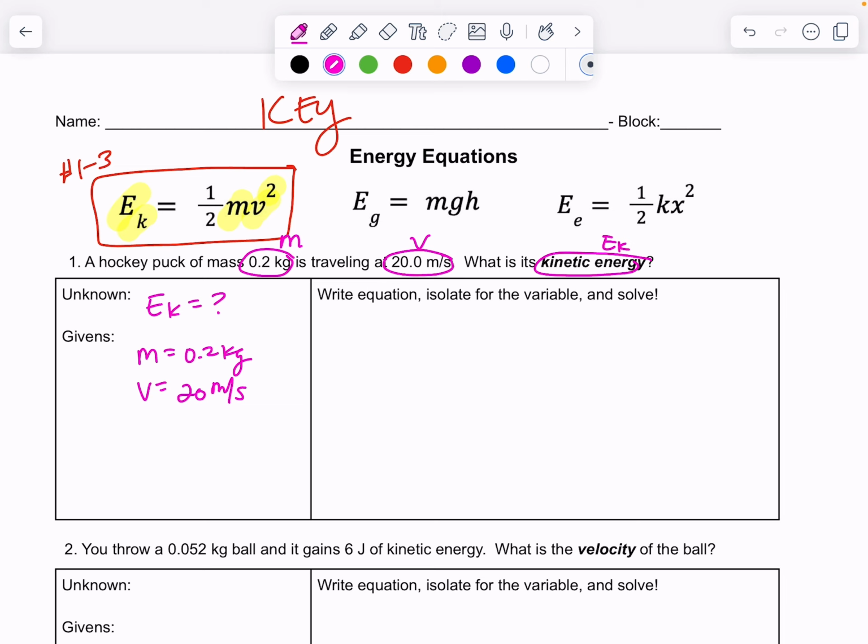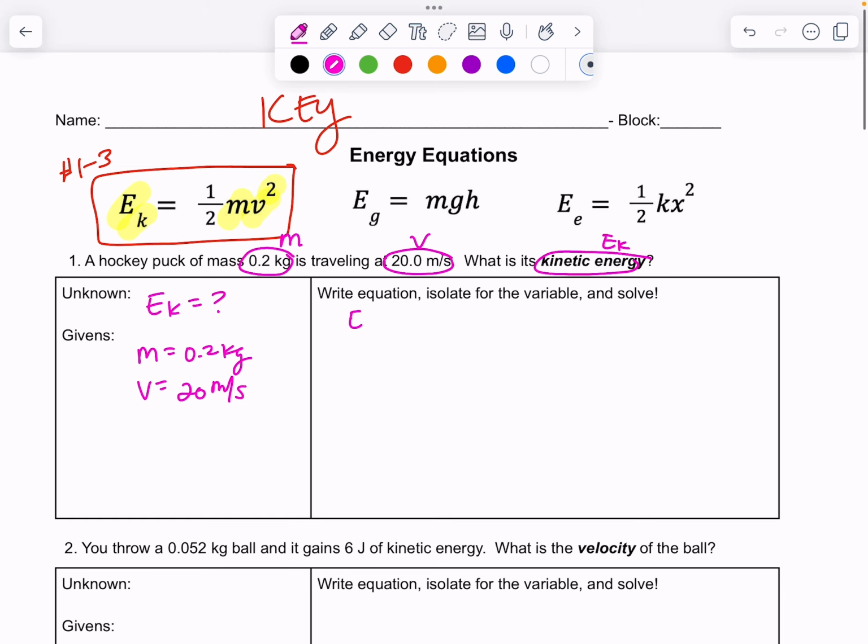And then you need to write the equation, isolate, and solve. So you really want to practice always writing the equation first before you put numbers. And then you need to isolate the variable. This is just good practice, and this is going to help keep you from making mistakes. This one, we're solving for EK, so it's already done. So now we are ready to plug in the numbers.